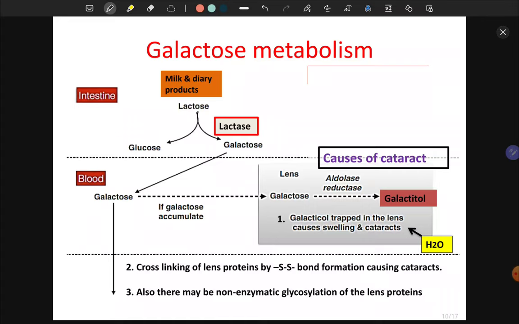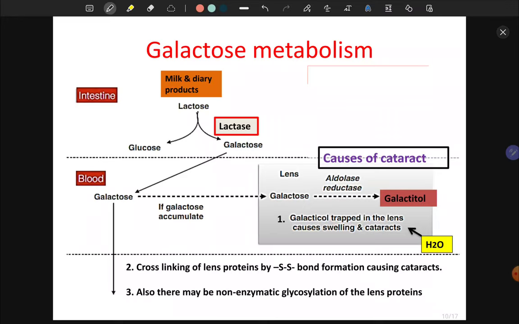Like in the digestion, the brush border disaccharidase is called lactase. Because lactose is a disaccharide, the split will happen in the small intestine, and then the galactose will enter into the circulation. We will continue with the straightforward biochemistry.